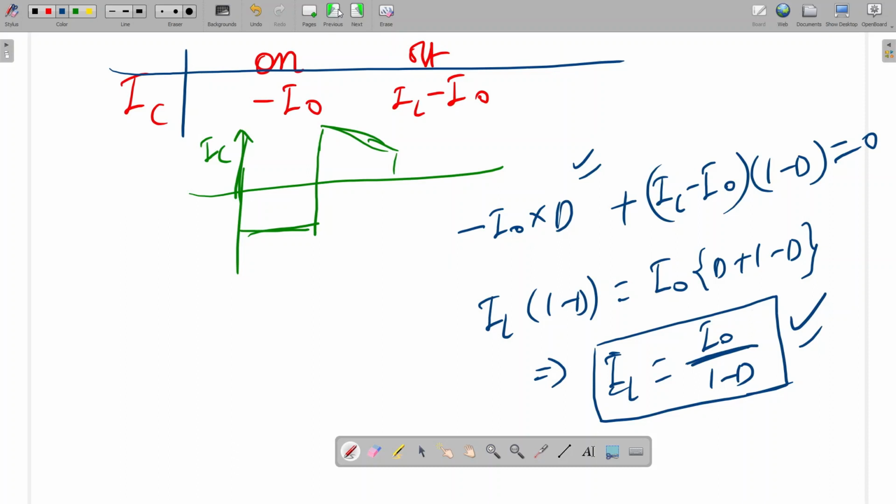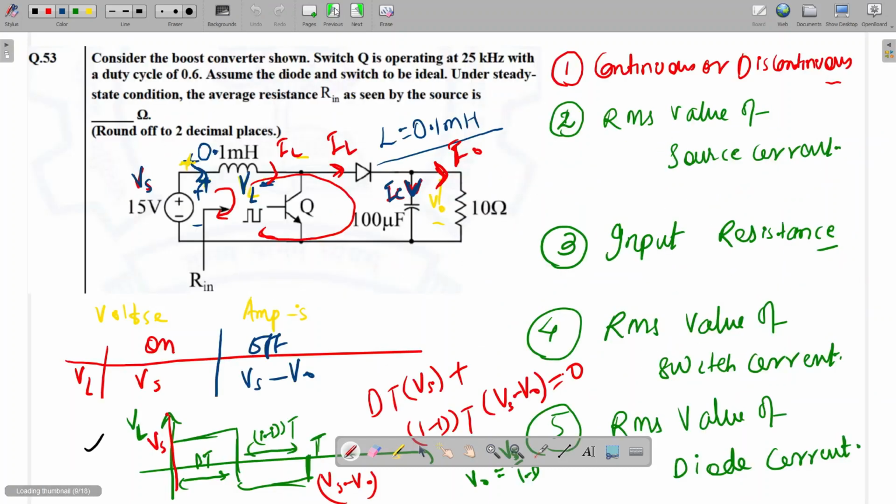Now should I come to the question? What do we have to calculate here? Can anyone tell whether it will be continuous or discontinuous? Can anyone reply?